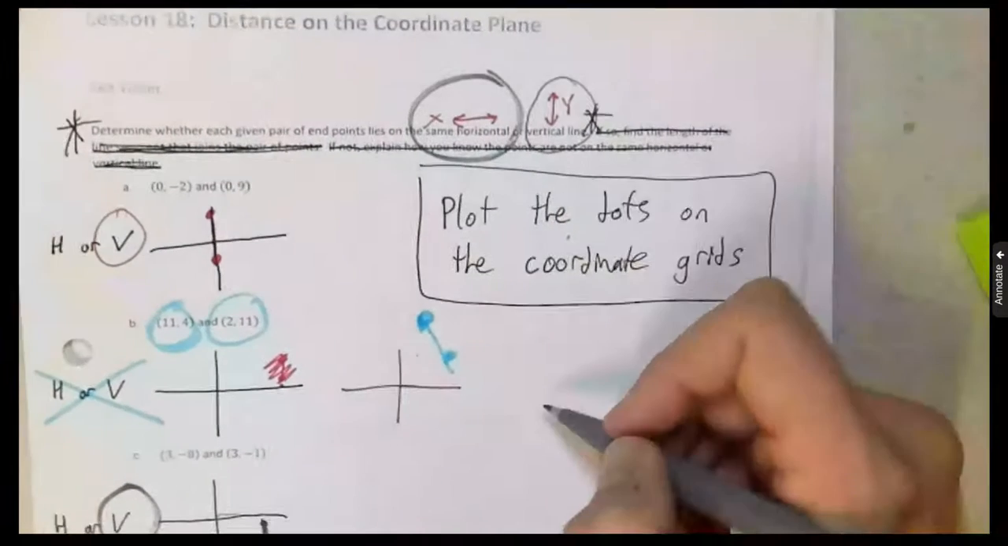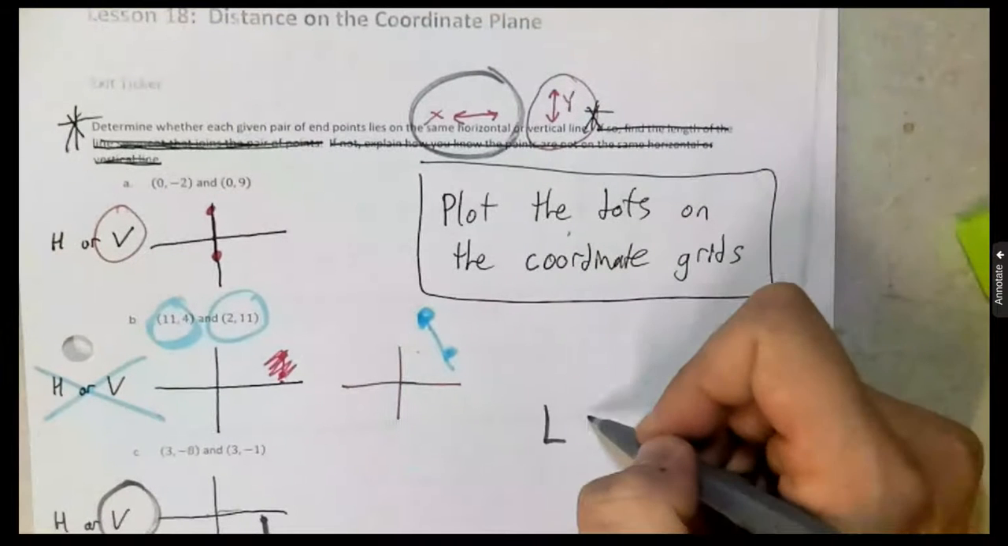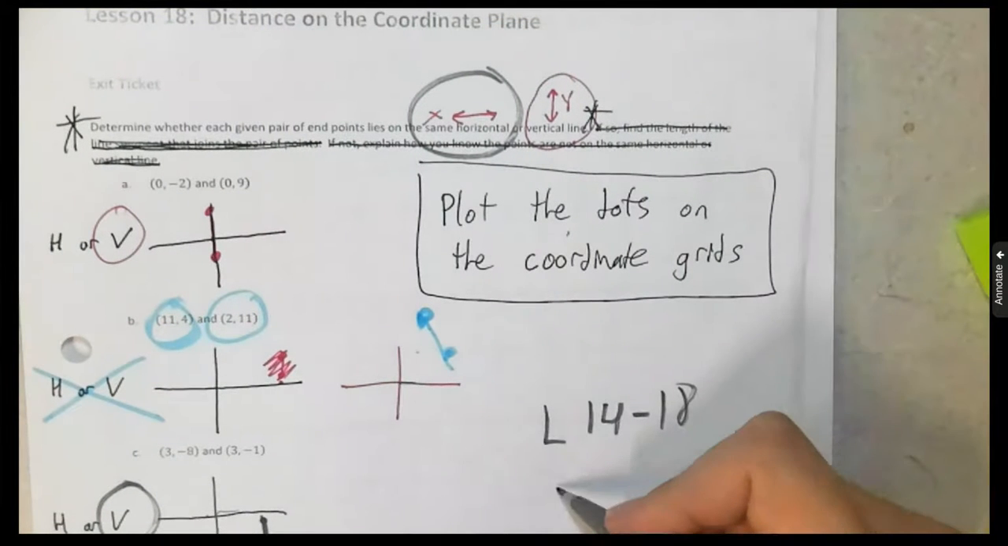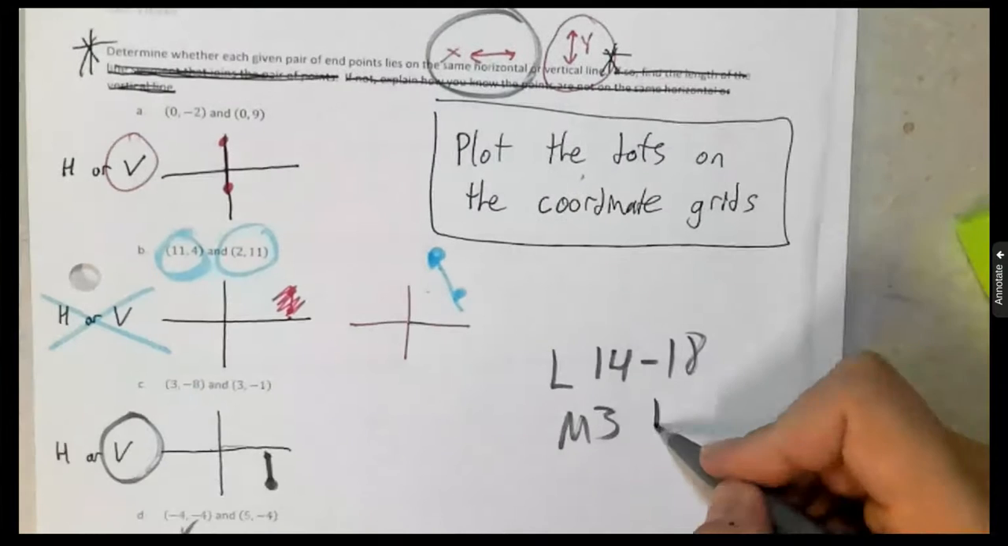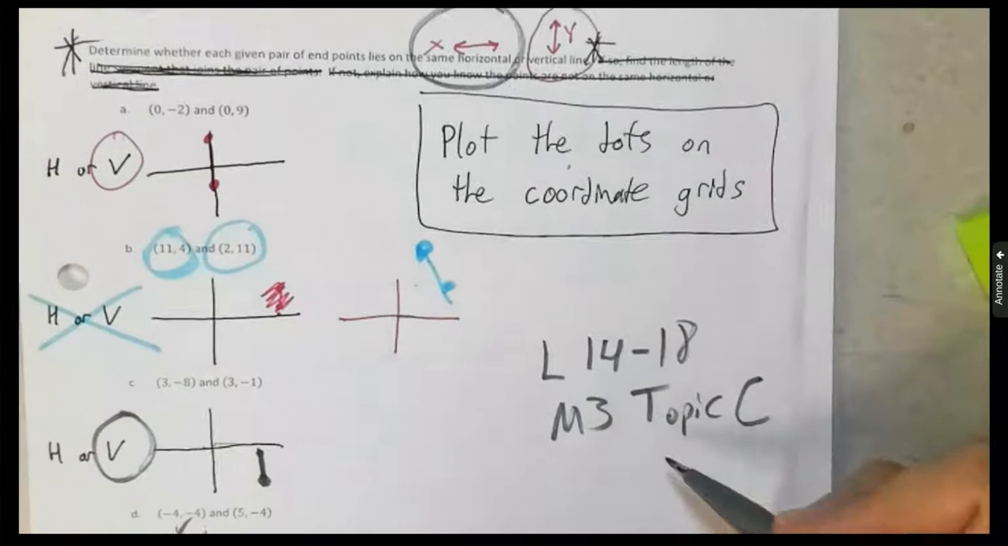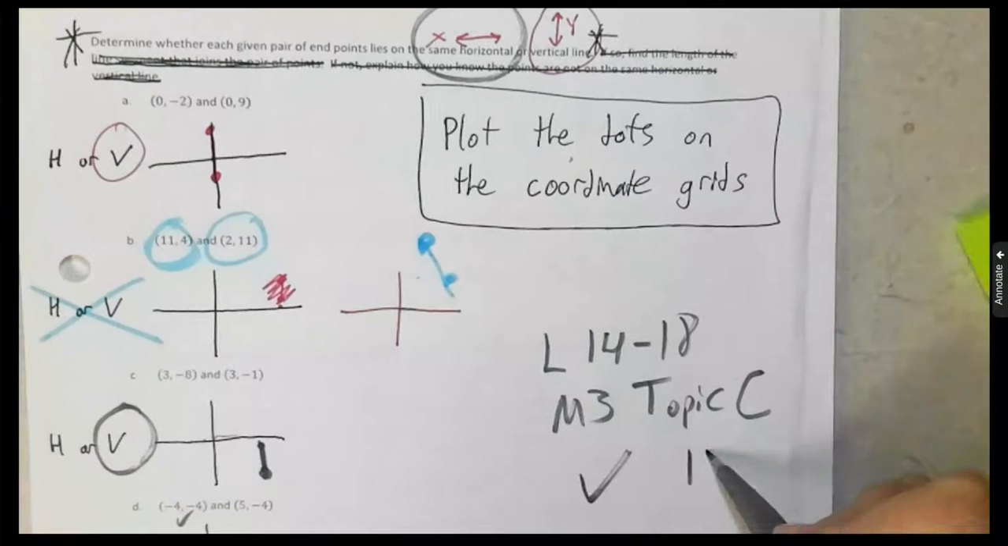All right, so that was lessons, I want to say 14 through 18, technically, of Module 3, Topic C. And that is the end of Module 3.